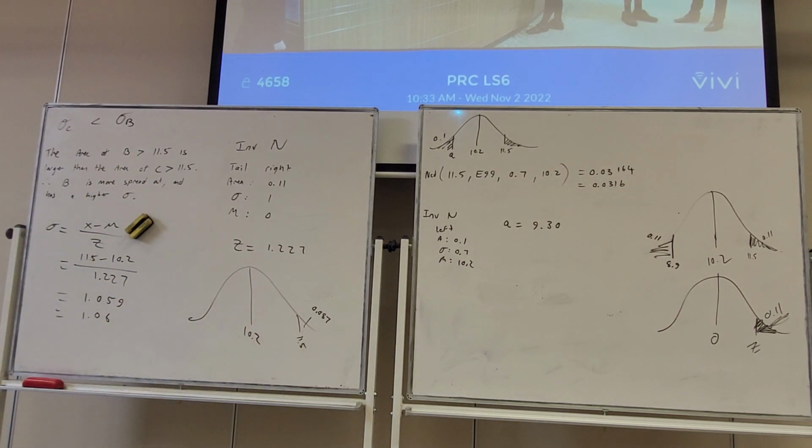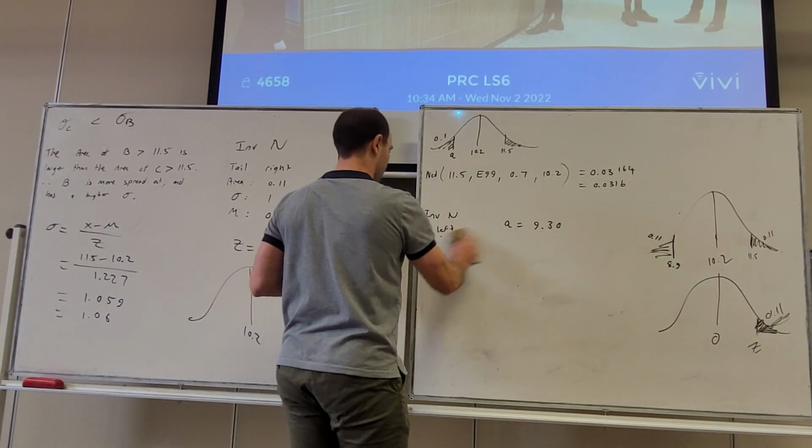That would be a very appropriate way to justify it. So the area of B is larger than 11.5, which is larger than the area of C. Therefore, B is more spread out. Therefore, it has a higher standard deviation. All right. Any questions so far? Very good. Okay.